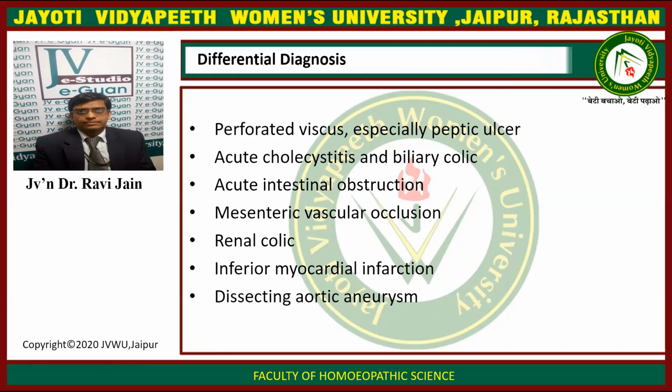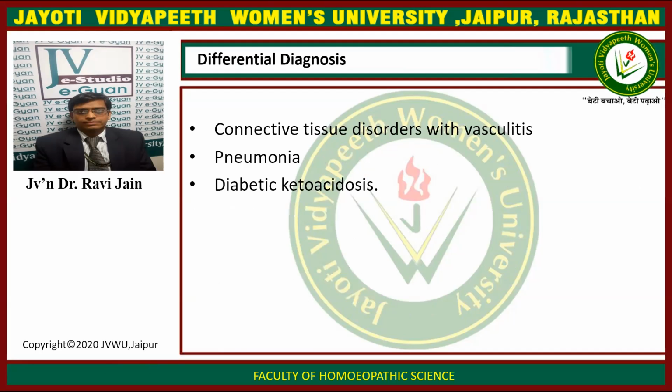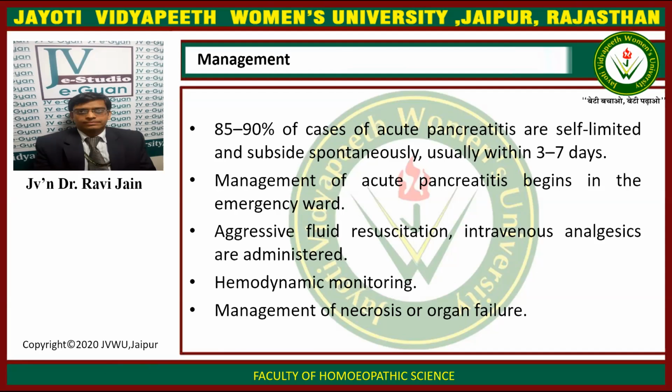Now, what is the differential diagnosis? What are the different conditions that can resemble acute pancreatitis? It includes perforated viscus, especially a peptic ulcer. Acute cholecystitis and biliary colic can resemble acute pancreatitis. Acute intestinal obstruction can also resemble. There can be mesenteric vascular occlusion, renal colic, inferior myocardial infarction, and dissecting aortic aneurysm. The other conditions include connective tissue disorders with vasculitis, pneumonia, and diabetic ketoacidosis. So these are the various differential diagnoses in the cases of acute pancreatitis.